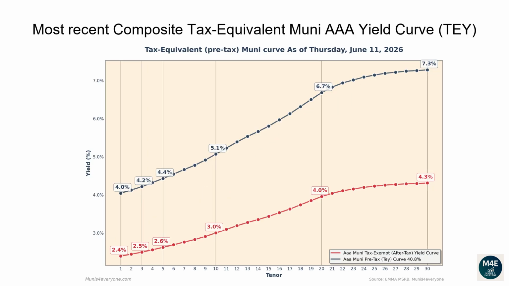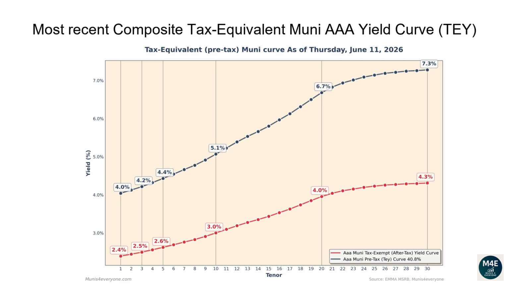Let's now go over the most recent composite tax-equivalent Muni AAA yield curve. The following graph shows, in red the tax-exempt after-tax Muni yield curve, versus in blue its tax-equivalent pre-tax version assuming a 40.8% top tax bracket as of June 11, 2026. Why would you care to see the tax-equivalent version of the Muni yield curve? More on this later. Let's first go over the pre-tax, aka tax-equivalent yield curve.